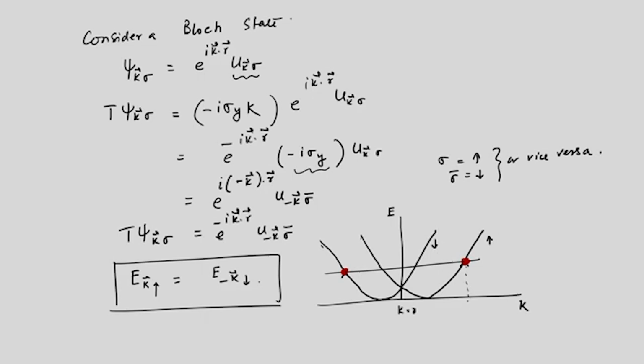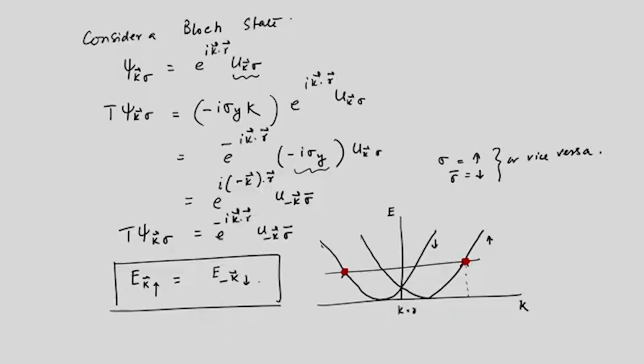So, E at k is degenerate with E at minus k. E at k for an up spin is degenerate with E at minus k for the down spin, and this gives the rigidity of the edge modes in this particular spinful system, or the Kane-Mele model that we are going to discuss in just a while. Okay. And so, the backscattering from a k up state to a minus k down state is forbidden, and that is why these edge states are robust states.